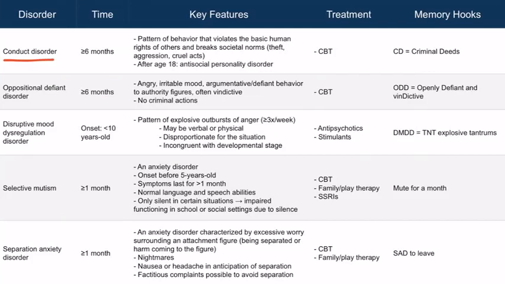Conduct disorder is characterized by a pattern of behavior that violates the basic human rights of others and breaks societal norms. For example, we're thinking of theft, aggression, and cruel acts. And children to be diagnosed with conduct disorder must display this behavior for longer than 6 months. If a patient is over the age of 18, it's considered antisocial personality disorder.